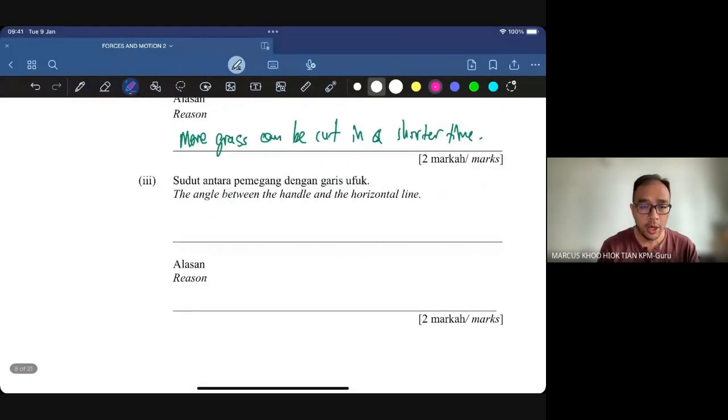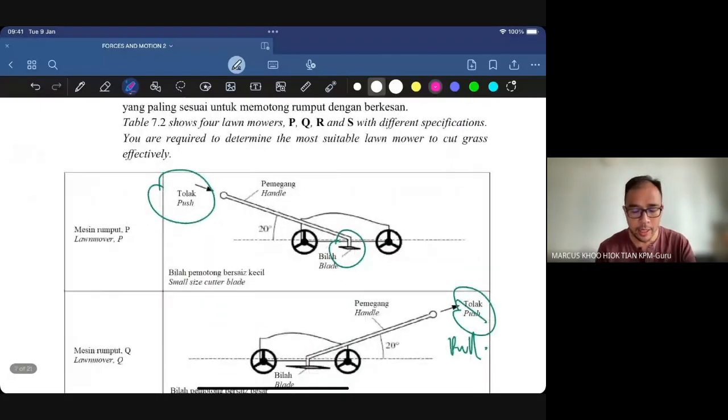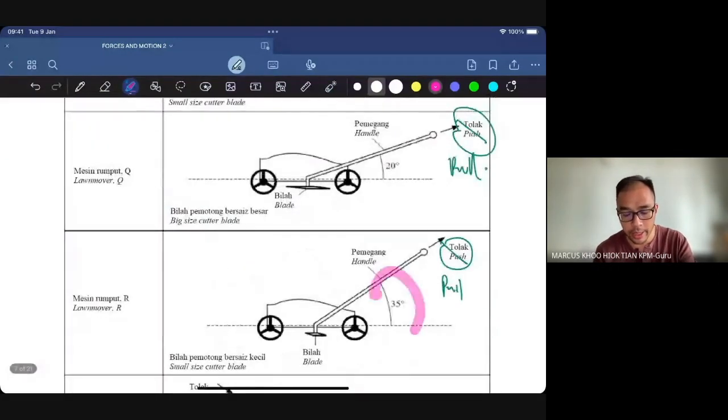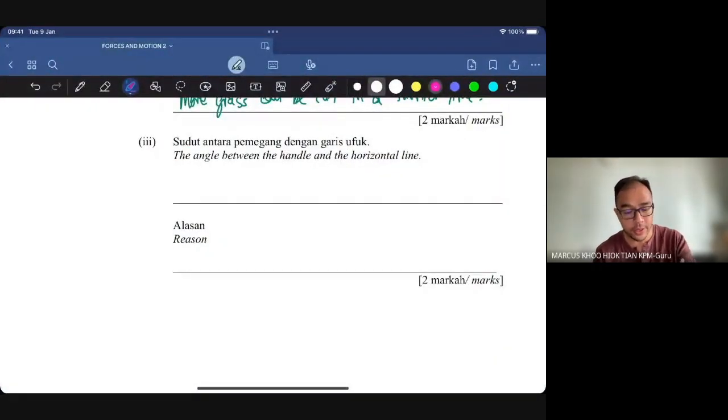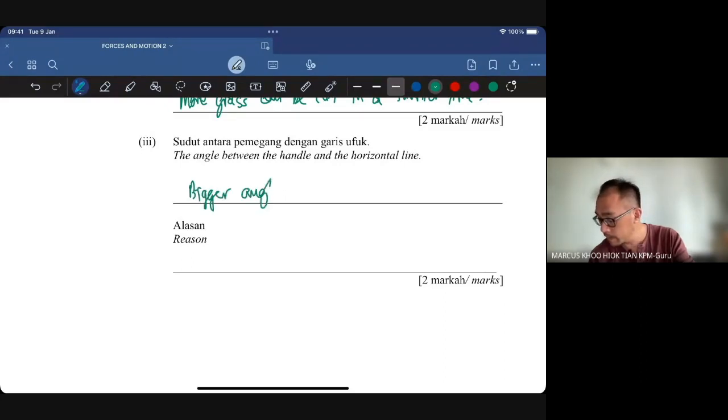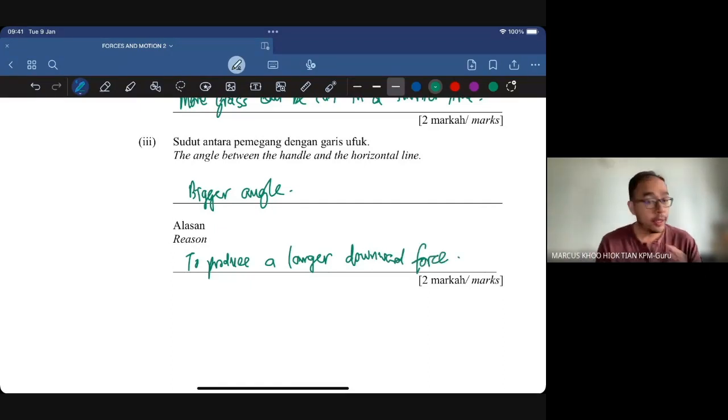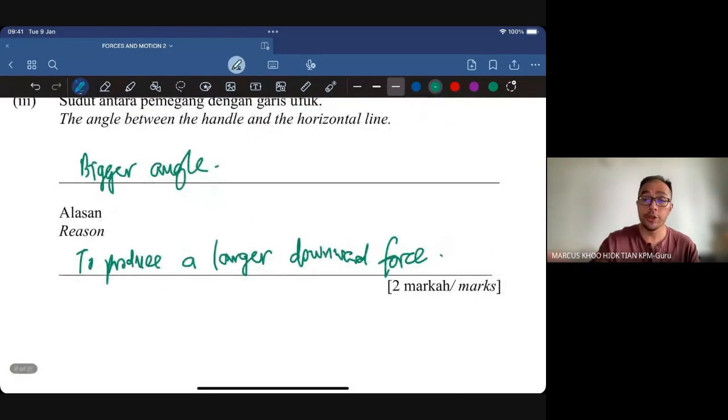Just remember that. The angle between the handle and the horizontal line, either a smaller angle or a bigger angle. If you remember the resultant for this one, you obviously want a bigger angle. The standard answer for bigger angle is to produce a larger downward force so that your grass cutter gets pushed down even more.